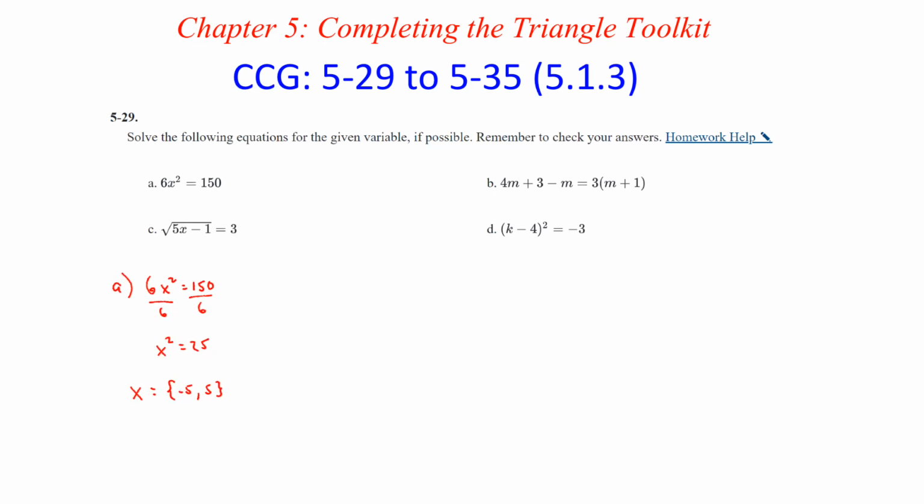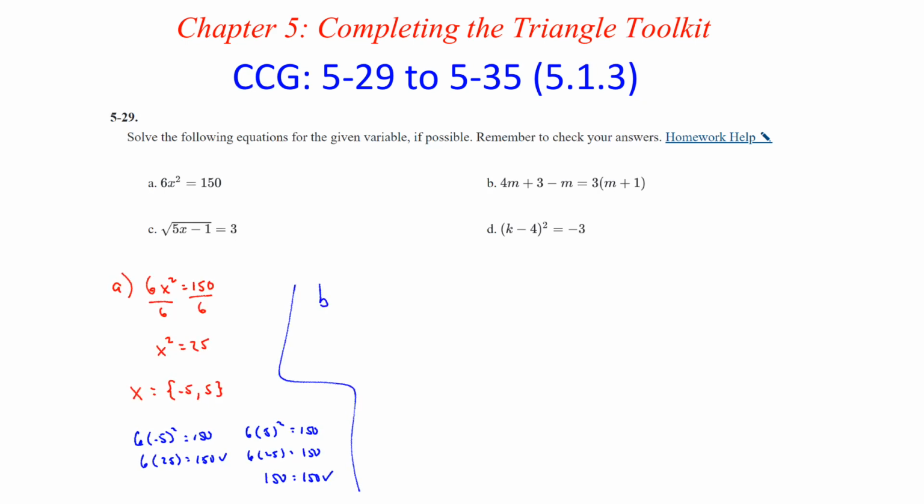To check our answer, we can just plug it back into the original. 6 times negative 5 squared equals 150. And so that's 6 times 25, and that works. And if you plug in 6 times positive 5 squared, because when you square a positive or a negative, you're still going to get 25, that is still 150 equals 150. So it checks for both of them.